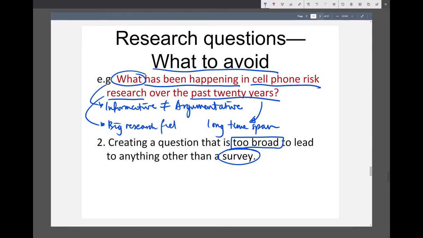and cell phone risk research is actually a big research field. So what this would mean, a big research field in a long time span equals too many results on Google, too many articles in the library.